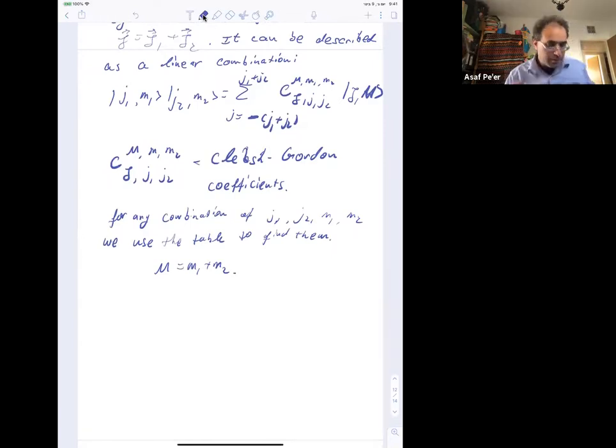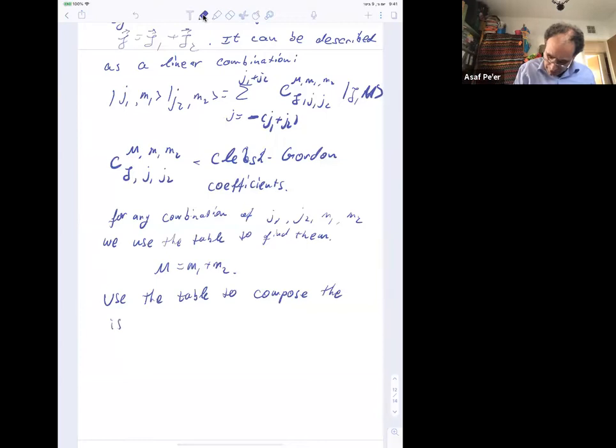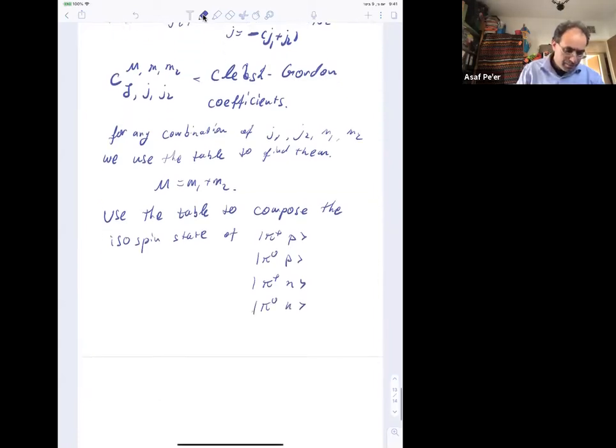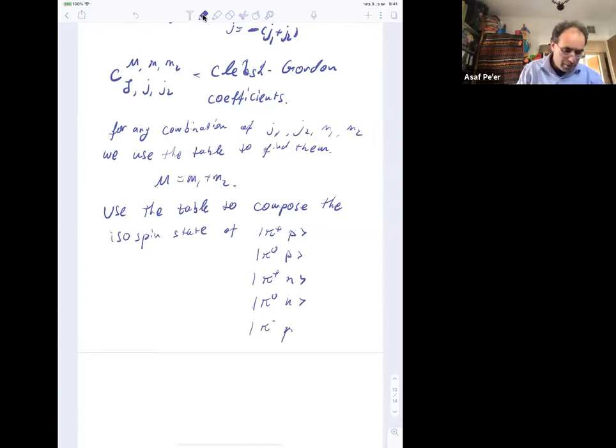So actually I found a table. Let's use the table to compose the isospin state of the pi plus and the proton, pi 0 and the proton, pi plus and the neutron, pi 0 and the neutron, pi minus and the proton, and pi minus and the neutron. So A, B, C, D, E, F.